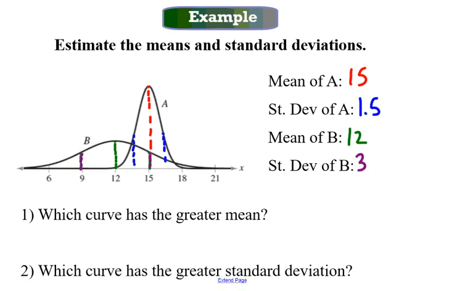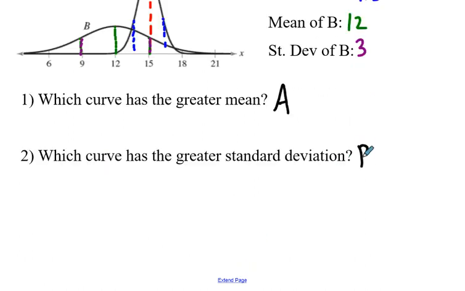Which one has a greater mean? The mean for A is definitely larger because the mean is 15. It's centered further to the right. Which curve has a greater standard deviation, the more spread? That's certainly B. B is far more spread out.